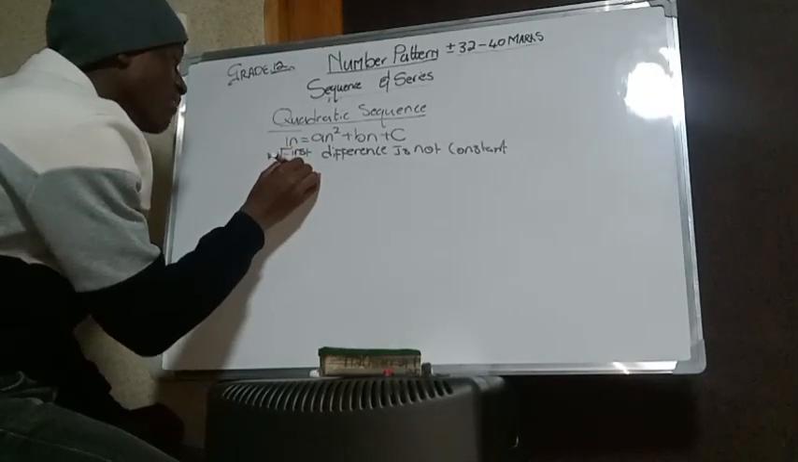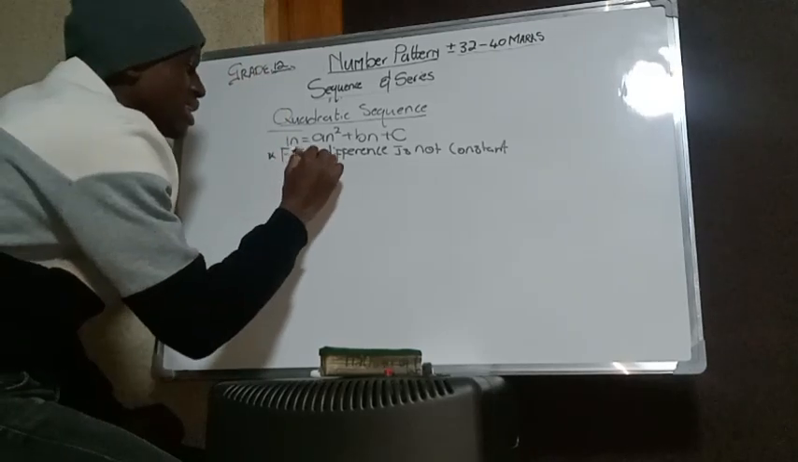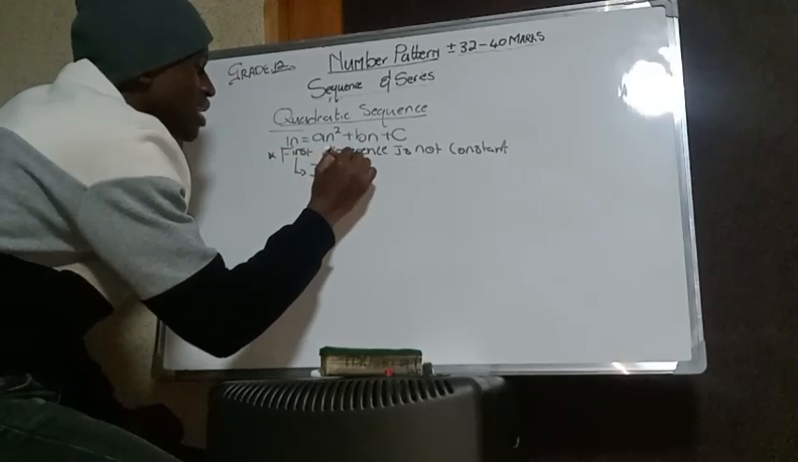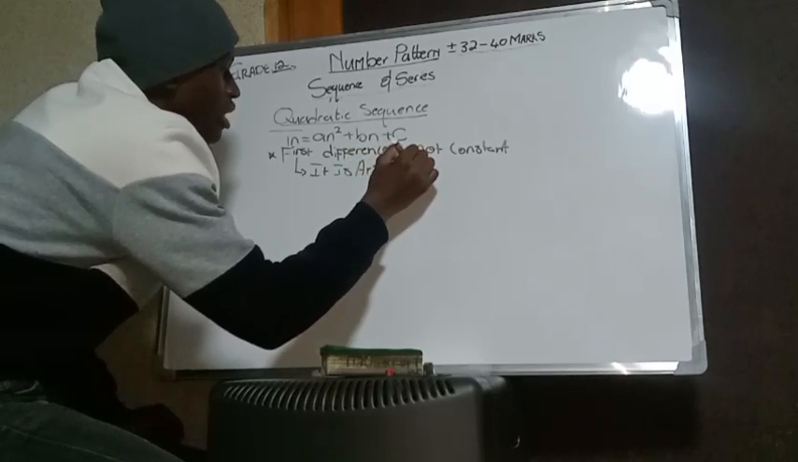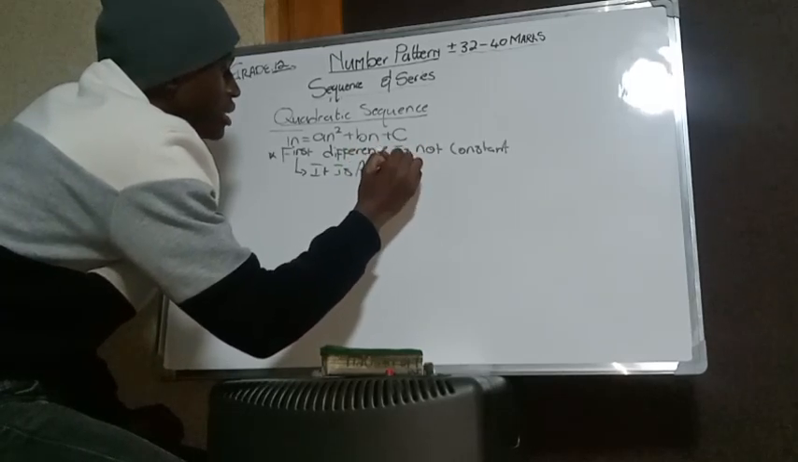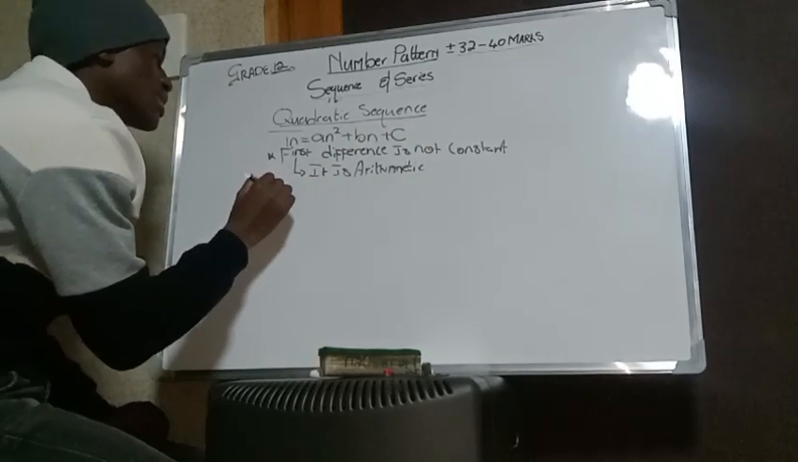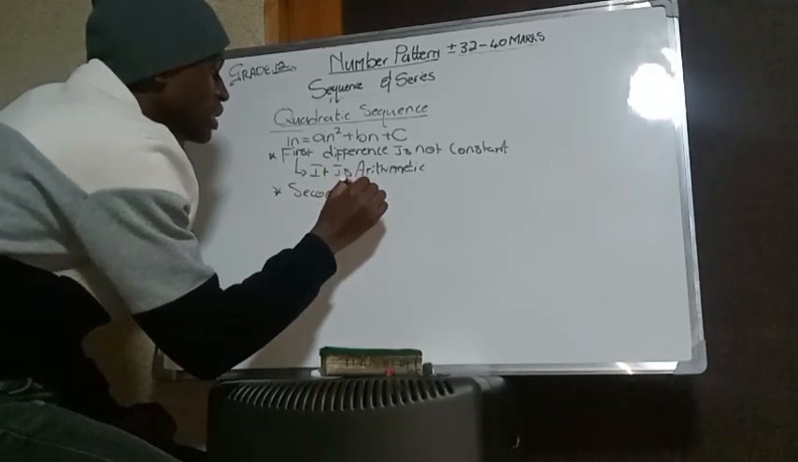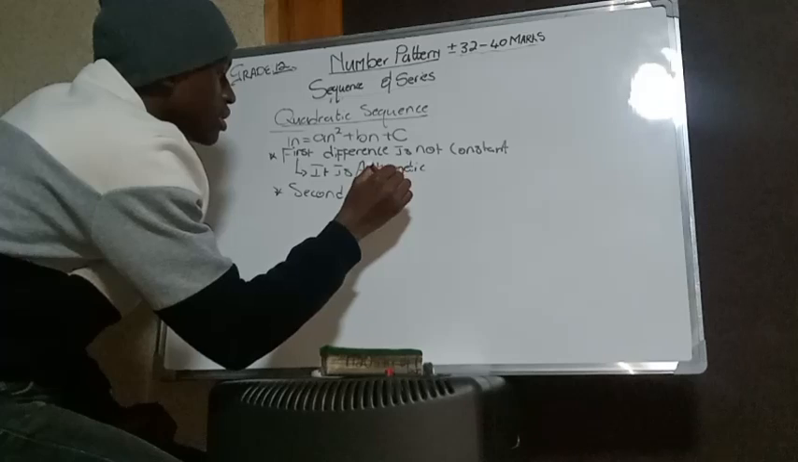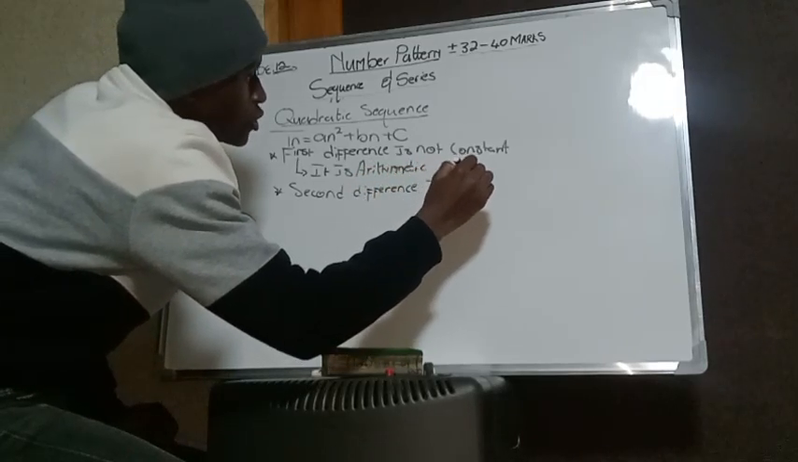And again, the first difference of this quadratic, it is what? It is arithmetic. But the second difference is what? It is constant.